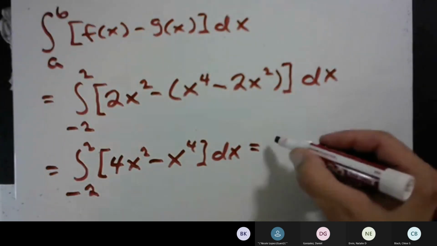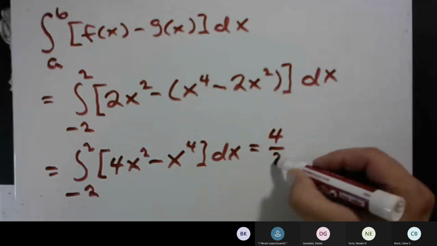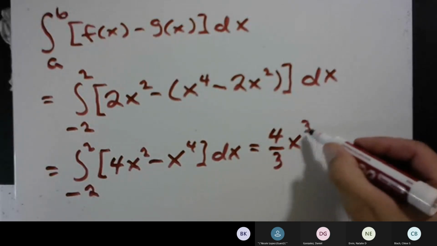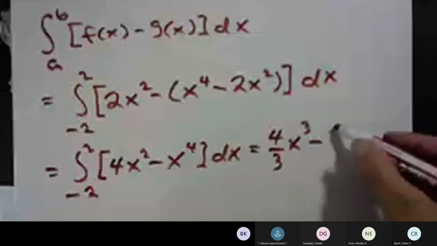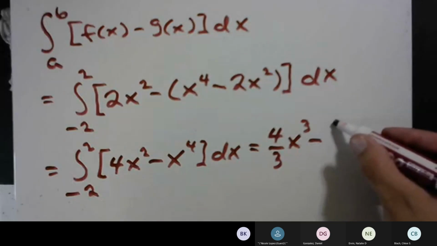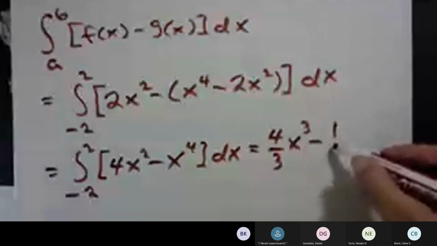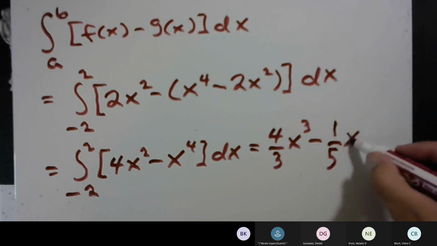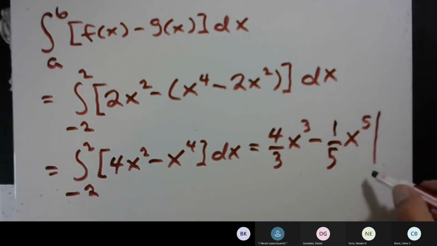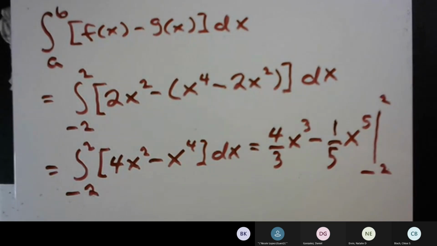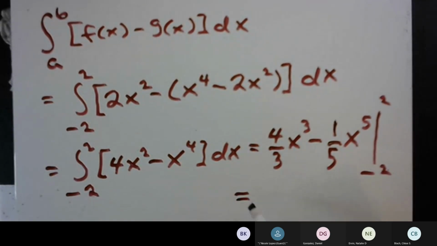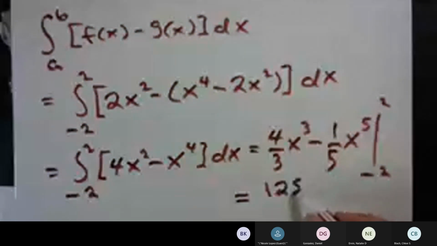If we integrate that, we'll get 4/3 x cubed minus, let's see, 1/5 x to the 5th from -2 to 2. And there's some simplifying you have to do with the arithmetic, but the number you're going to get in the end is 128 over 15.